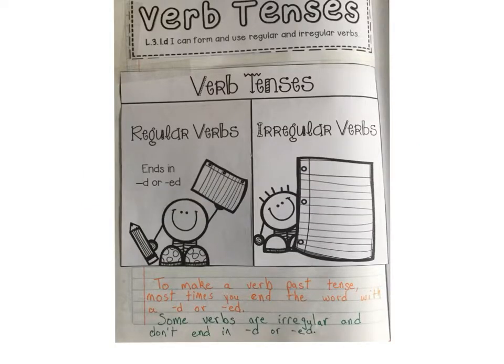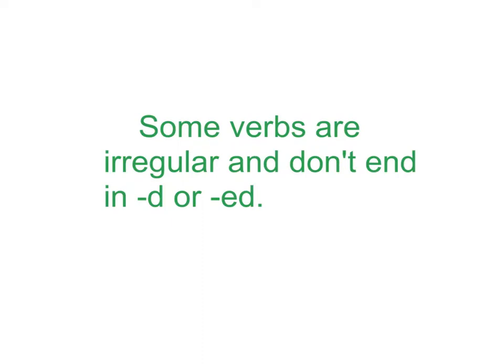Now that we've written about how verbs regularly end, we are going to write about how some verbs are irregular. Some verbs are irregular and don't end in D or ED. Later on, I will be showing you several different examples of irregular verbs. Pause the video here so you can finish writing this.